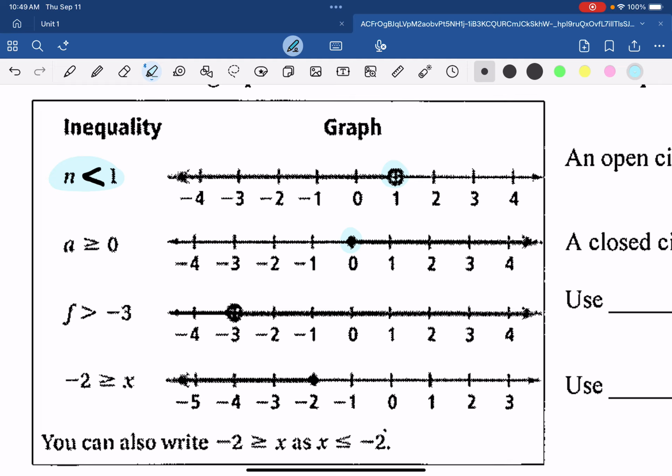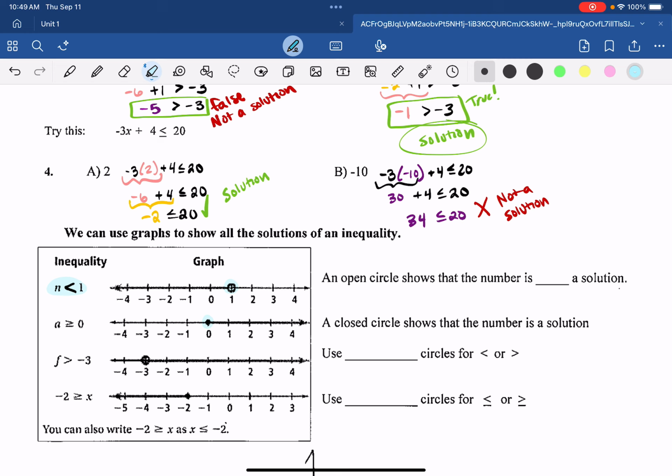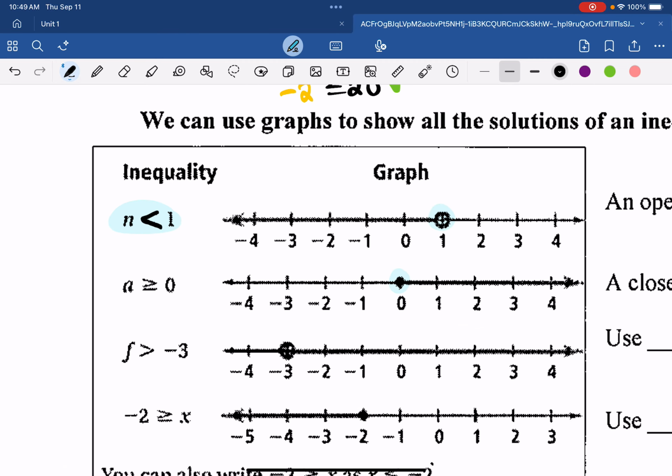Our open circle shows us that a number is not included in our solutions. So an open circle shows the number is not a solution. Maybe you think of it like a loophole, right? Here's my scenario, but there's a loophole. We said n is less than 1. Notice there's no line underneath, so n is not equal to 1. It's just less than 1. So it can come as close as it wants to 1, but it cannot hit 1. That's why we use that open circle on 1.